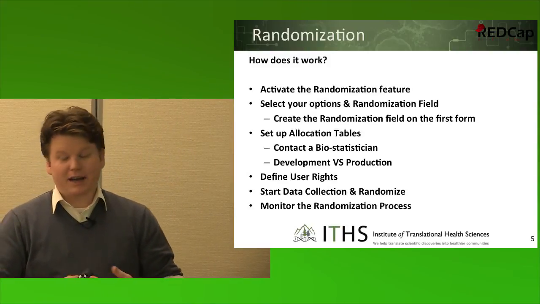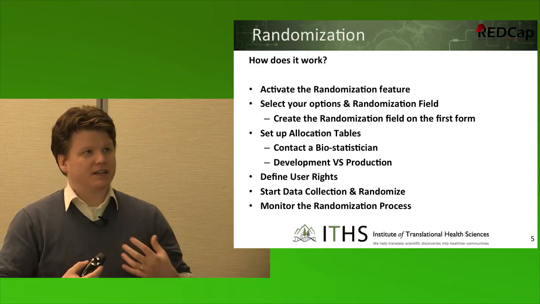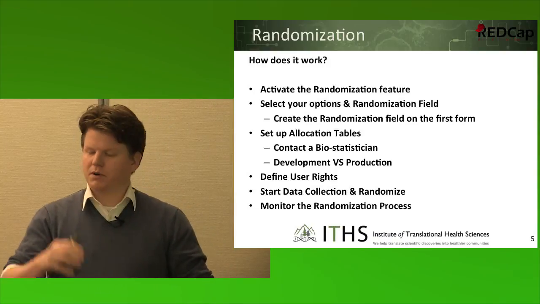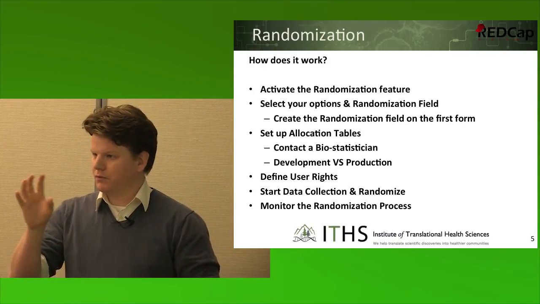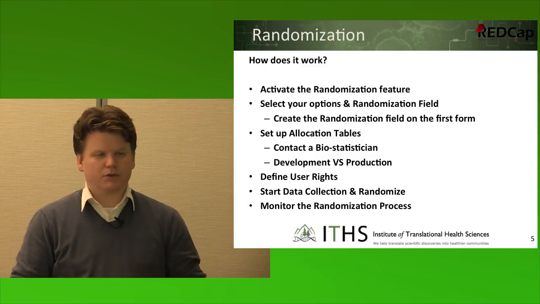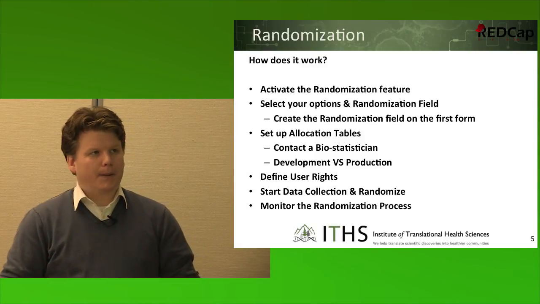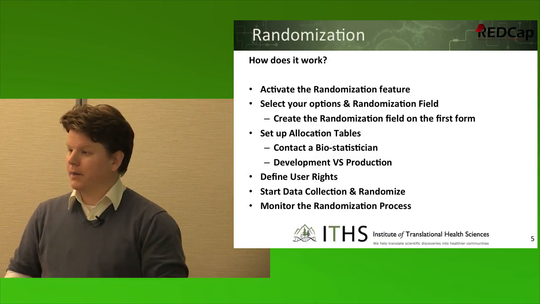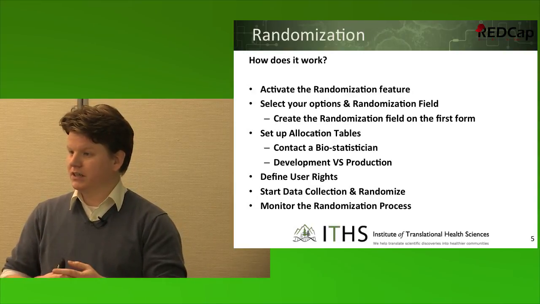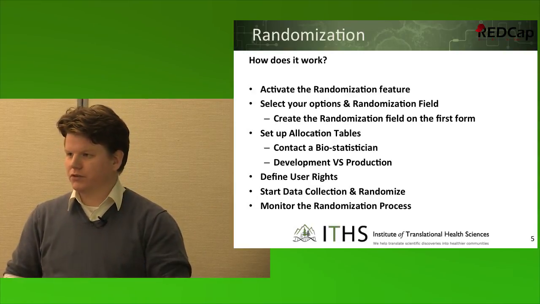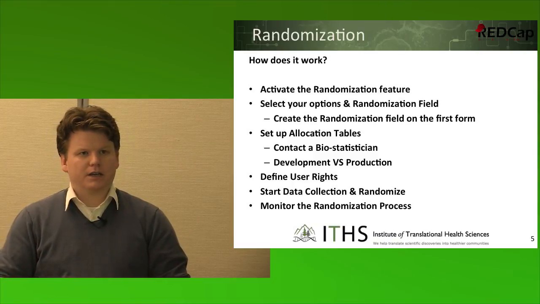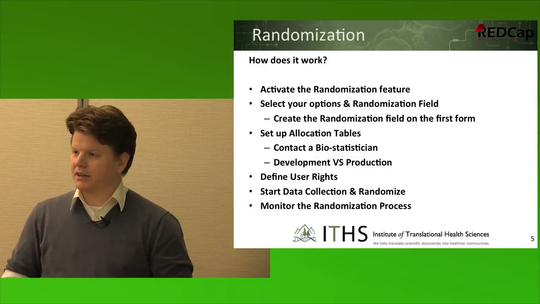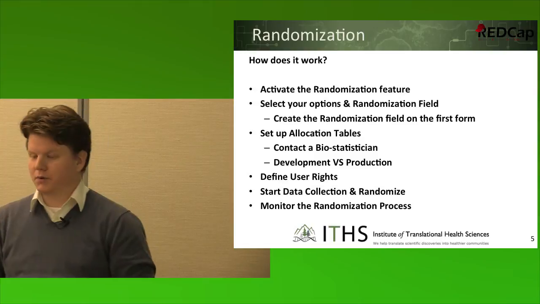So first, you have to activate the randomization feature, select your options and randomization field in the randomization application. It has a bunch of text that basically steps you through the entire process. So if you need help, just read the text, otherwise email me. You create the randomization field on the first form. This has to be a separate variable that has a bunch of different options, basically whatever number of randomization groups you have. If it's an existing variable, that variable gets overwritten with the randomization data. So I highly advise people to create a specific randomization variable.